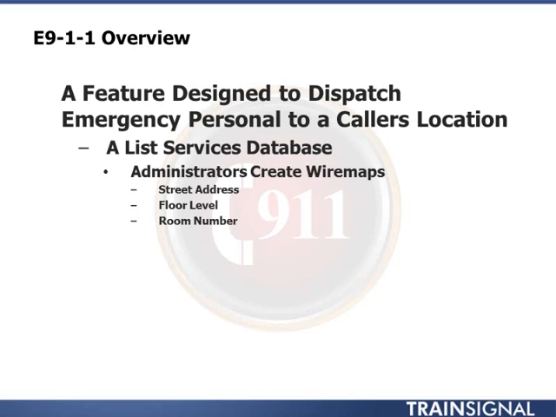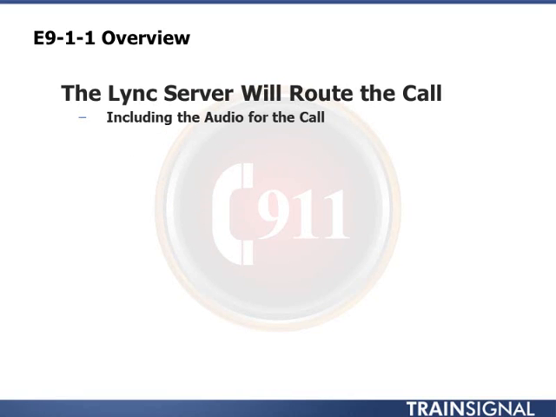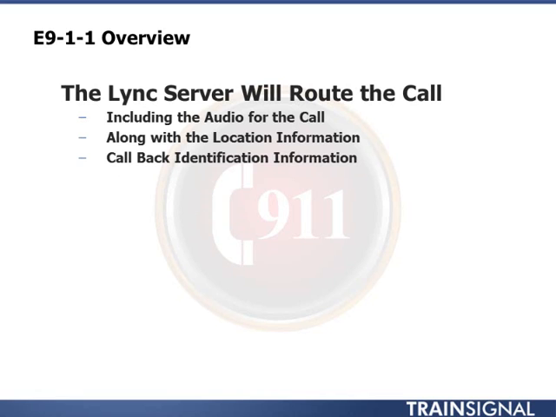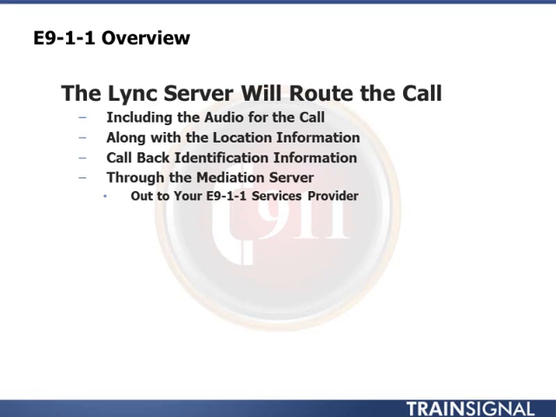So if you have a situation where a user places an emergency call, the Lync server is going to route the call, which will include the audio for the call, along with the location information and your callback identification info through the mediation server out to your E911 services provider. Your services provider then uses that location information to route the call to a local public safety answering point. And there's thousands of these across the United States.